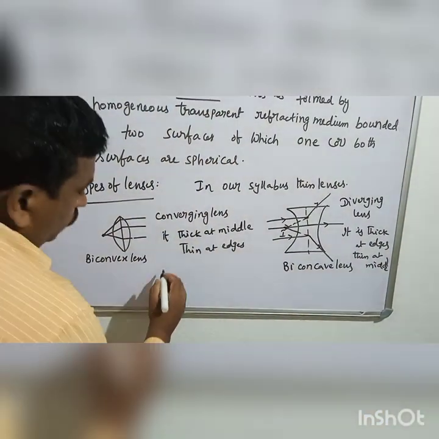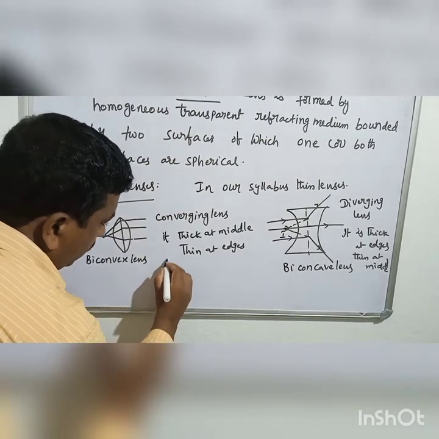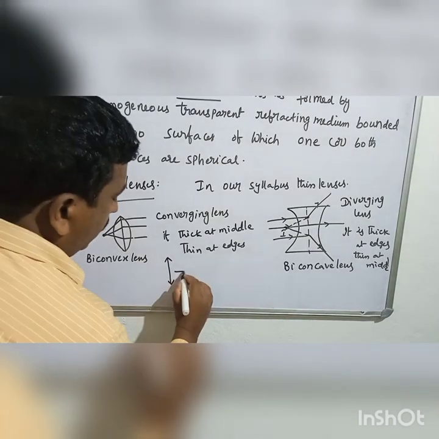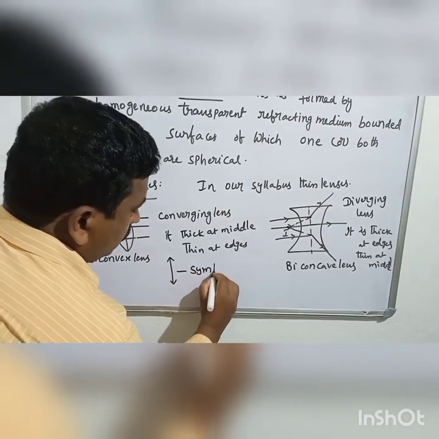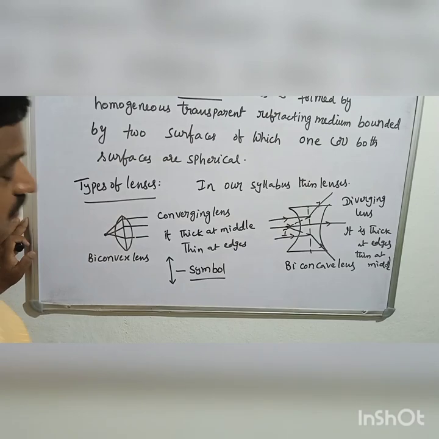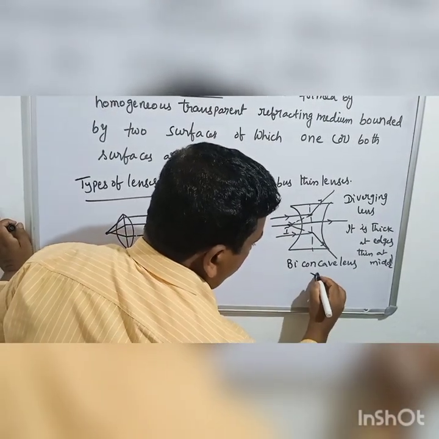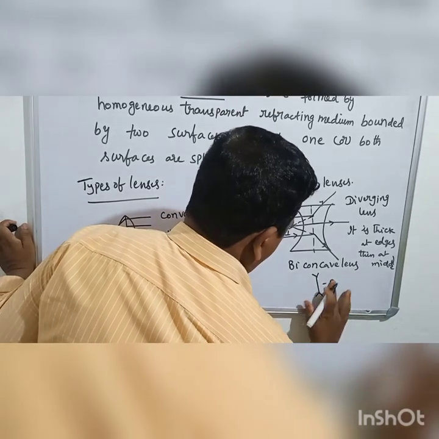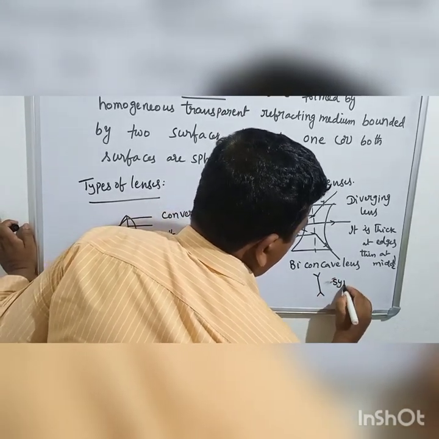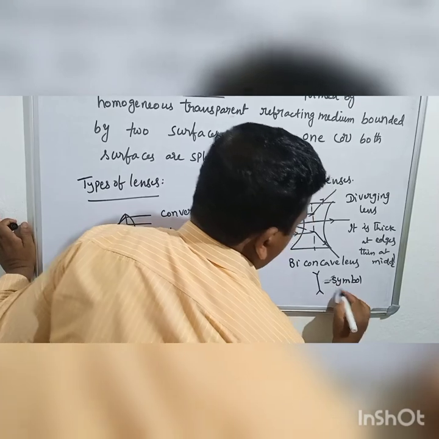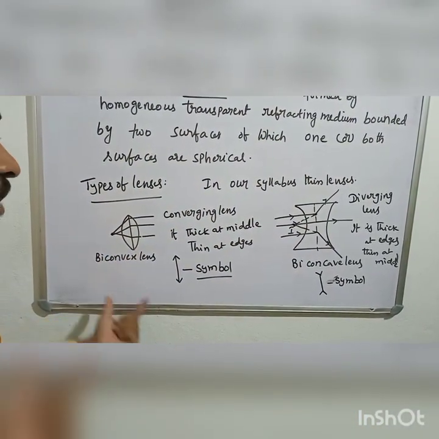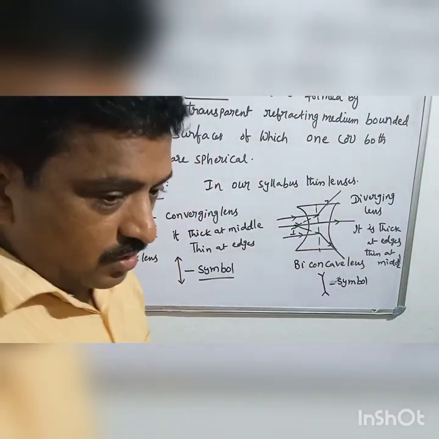How do we represent a biconvex lens symbolically? This is the symbol of a biconvex lens. We represent it like this. Biconcave, we can represent like this. This is the symbol of biconcave. A simple representation. These are the types of lenses, biconvex and biconcave.